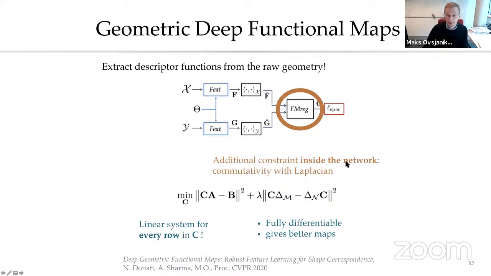Another thing that we introduced is, remember that in the previous FMNet and SurfMNet, we only computed the functional map by solving one part of this functional map optimization problem by just inverting a linear system. But we also show how to incorporate the Laplacian commutativity as a regularizer inside the network. So this was done by Nicola Donati, the student.